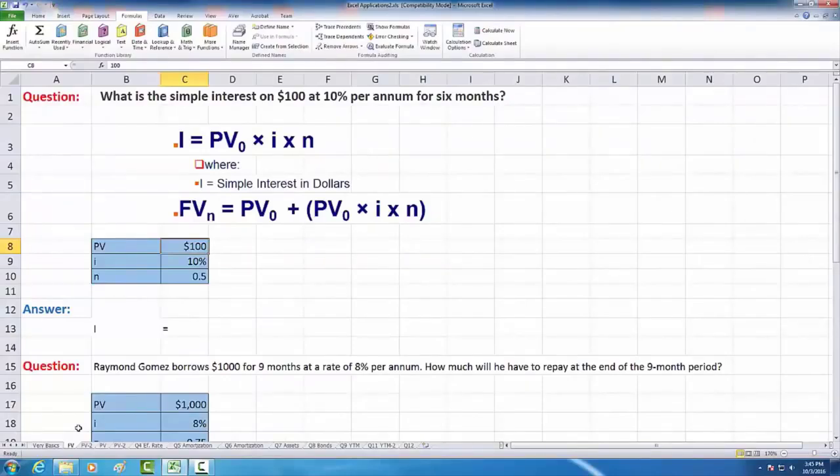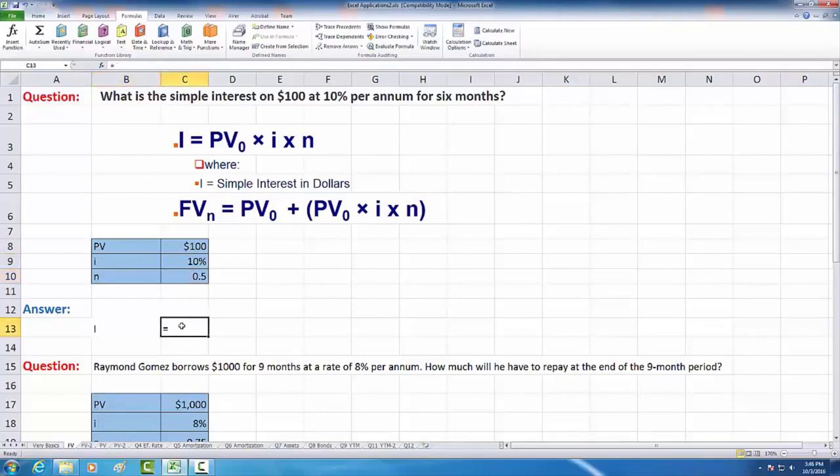What's the simple interest on $100 at 10% per annum for 6 months? As you may remember from your book, this is the interest formula. So interest is equal to present value times the interest rate I and times n. N is the number of periods. It only asks us to calculate the interest. So let's form a table here, which gives us the present value as $100, interest as 10%, and n as 0.5.